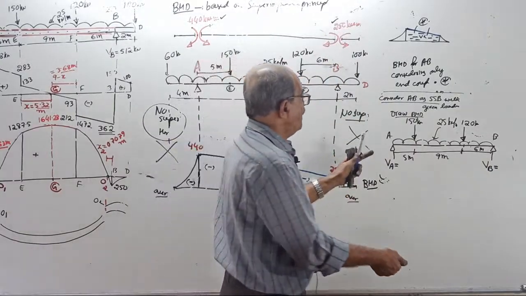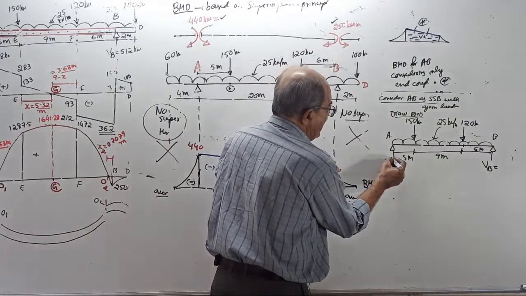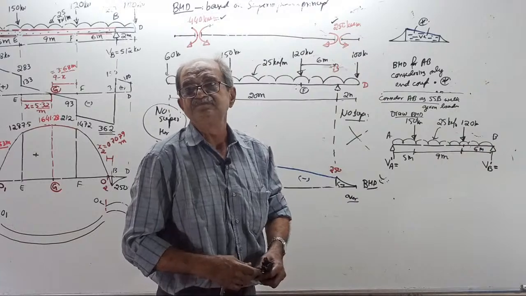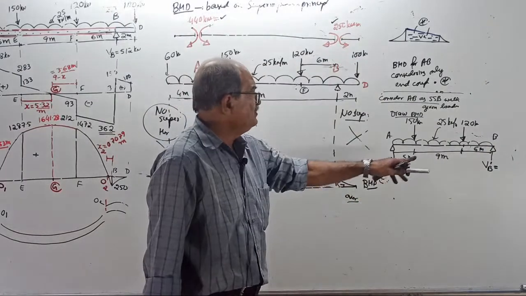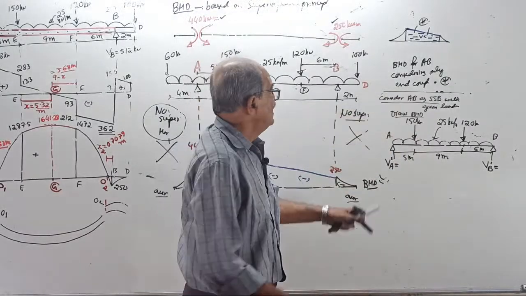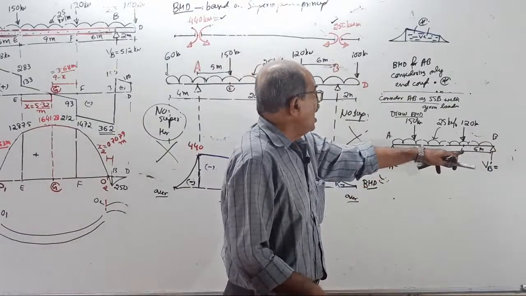You write, this is VA, VB, or I will put VA dash and VB dash early. VA dash and VB dash. So VA dash, VB dash, or end couple. Tell the answer. Take a moment here. Now one minute. Now draw the BMD.